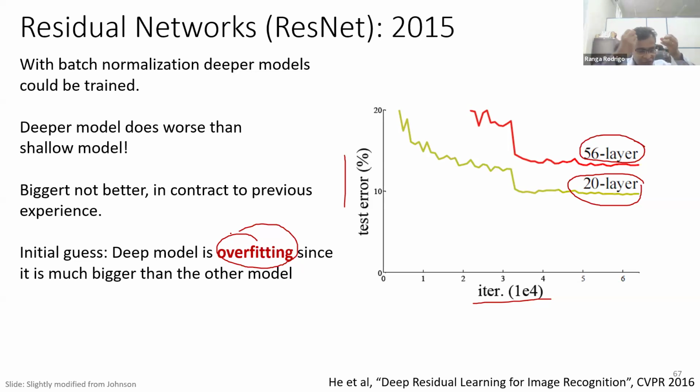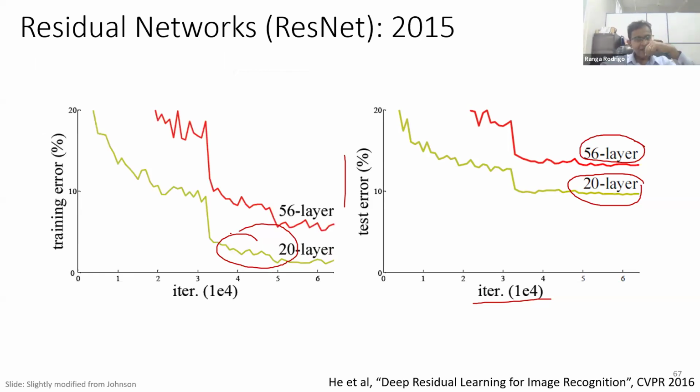That means it has optimized too much for the training set. Okay, that's called overfitting. But then what they observed was this: even in the training phase, the 20-layer network had lower training error than the 56-layer network. So therefore, it is not an overfitting problem at all.